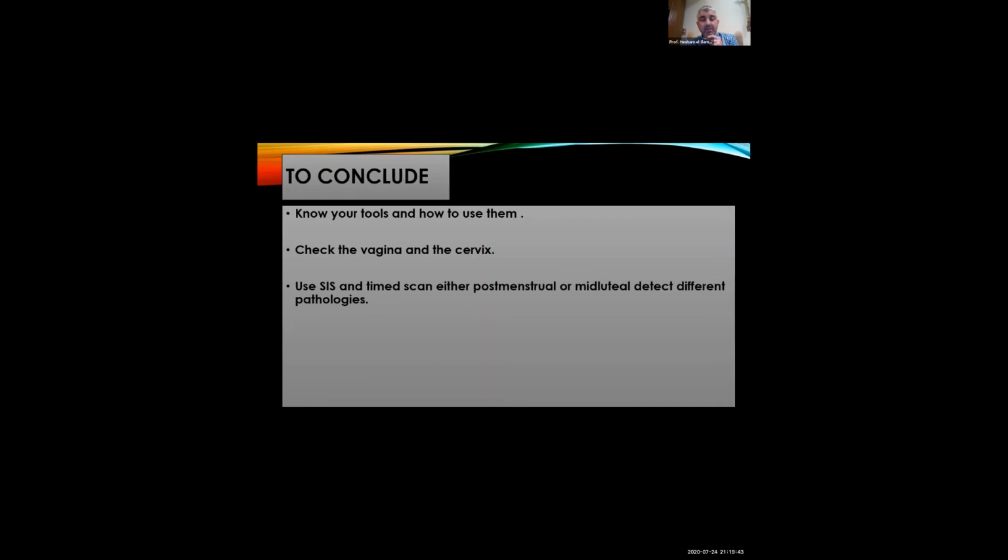So to conclude, always know your tools and how to use the different tools in evaluating the pelvis. Check the vagina and the cervix, as we said, by activating your probe at the vaginal vestibule. Use saline infusion sonography and timed scan, either post-menstrual or mid-luteal, in order to detect different pathologies. Appreciate atypical endometriosis because it constitutes about 50% of the cases, and check beside the ovaries, starting from the cornual end of the uterus, so that you will not miss an adnexal lesion.